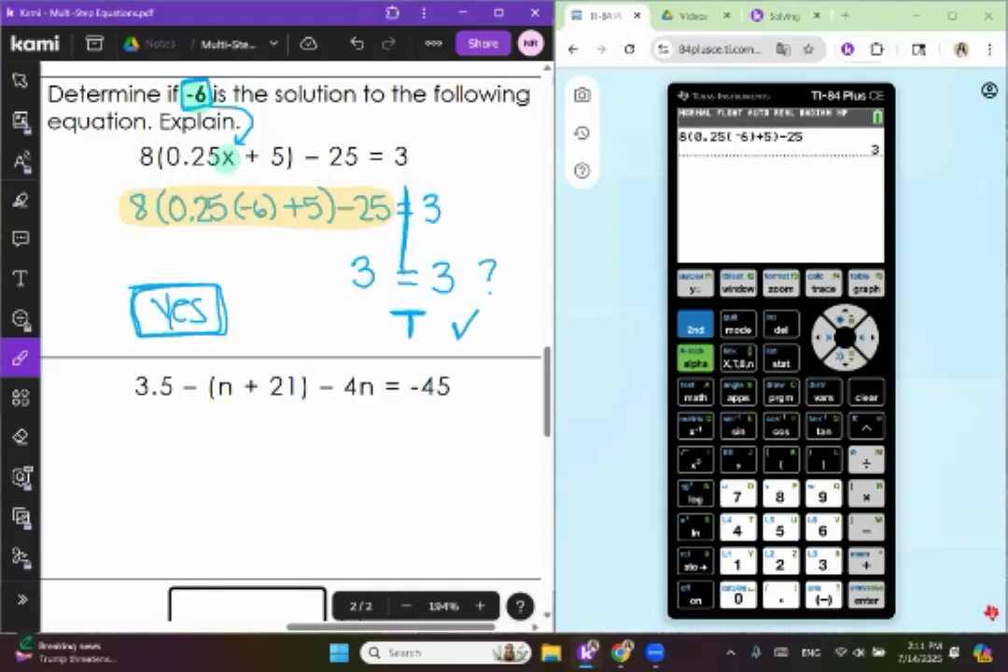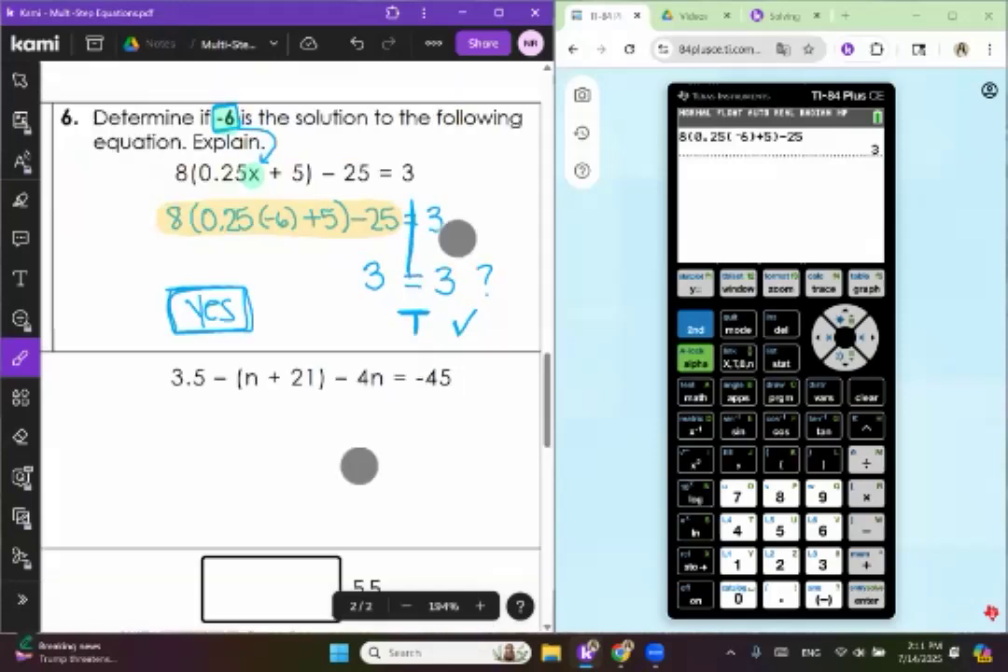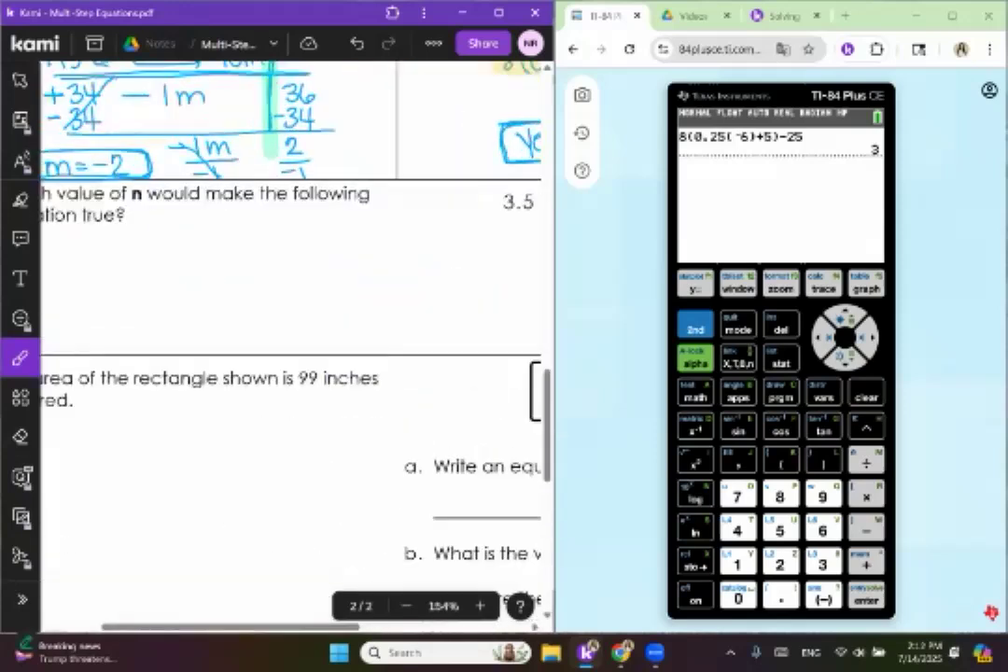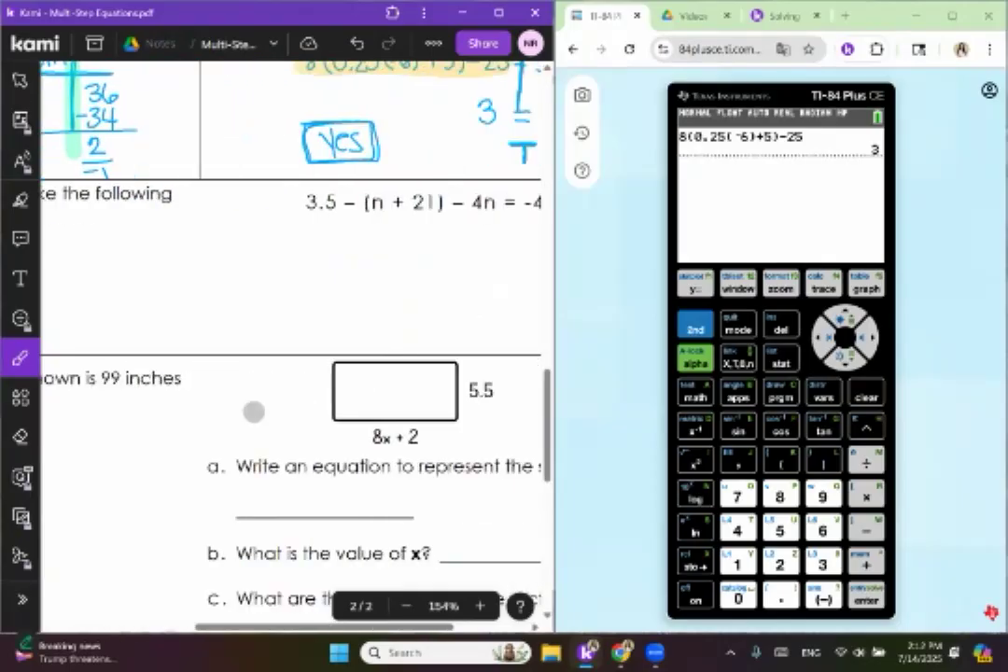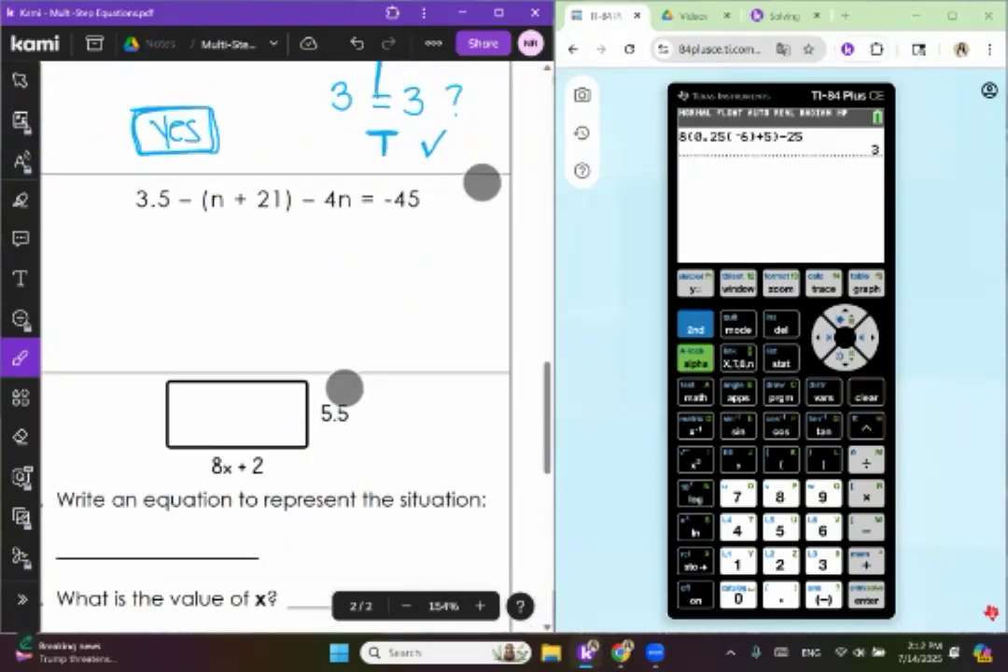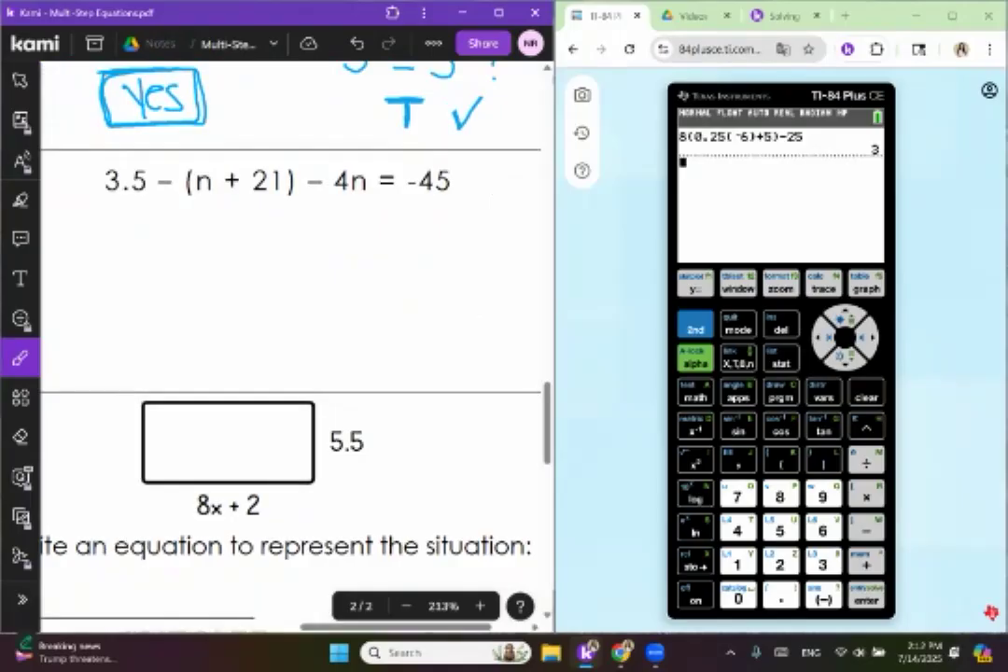Much faster when you actually have an answer to plug in instead of looking for the answer, right? Number 7. Number 7 is going to be a very popular way of this type of question being asked on the STAR test. Which value of n would make the equation true? In other words, what is the answer? What would the answer be? Meaning we got to work it out. So let's do that.